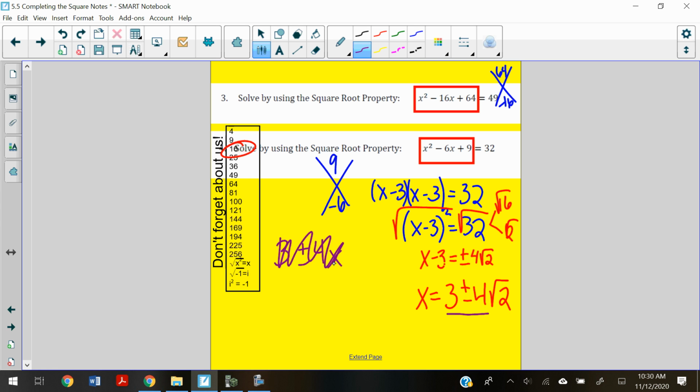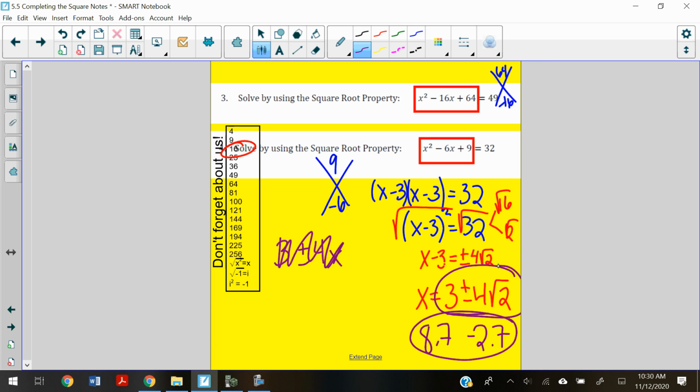So this here is an acceptable solution. This is actually the exact solution when you leave it with the radical. If you break it down and use decimal, you are going to get 8.7 and negative 2.7. So those are approximate because they've been rounded. That one is the exact.